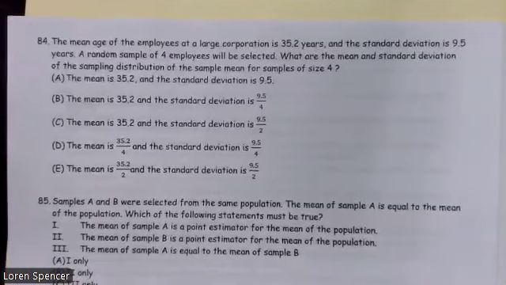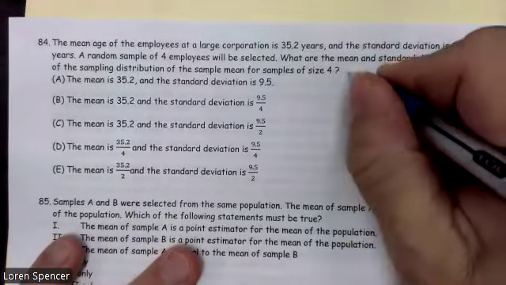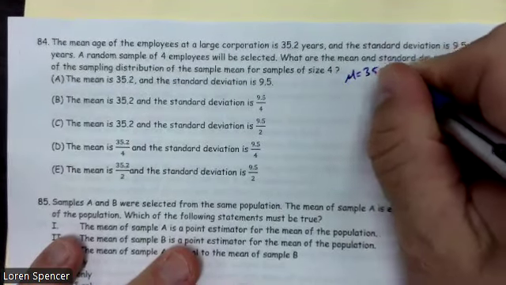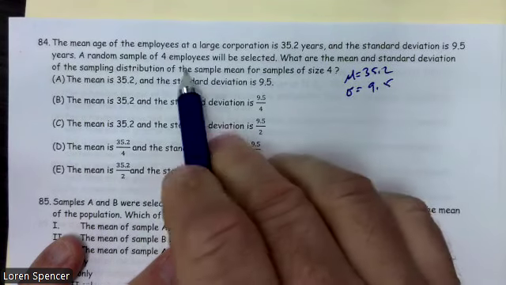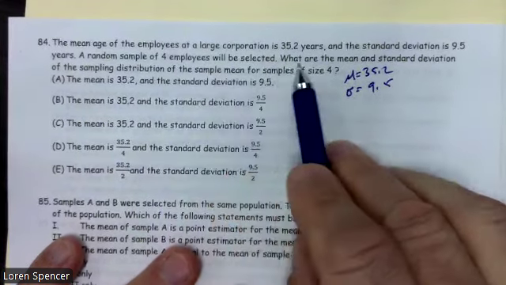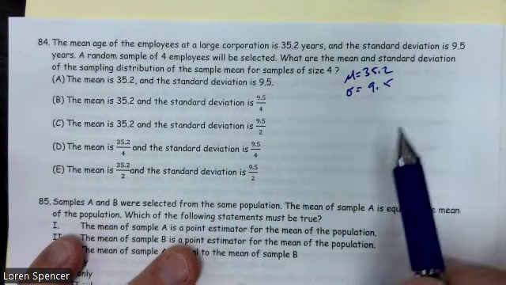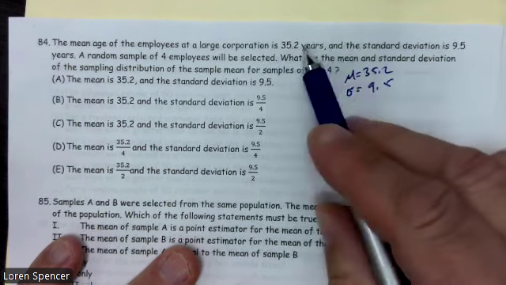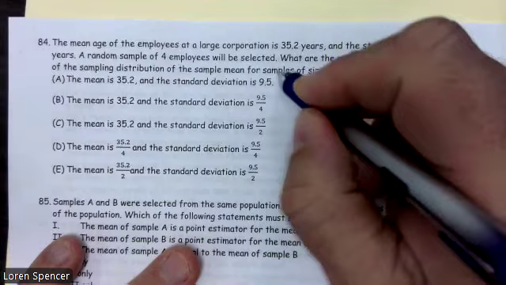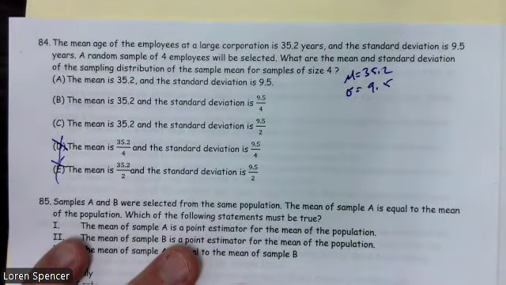Number 84. The mean age of employees at a large corporation is 35.2 years and the standard deviation is 9.5. So mean is 35.2, standard deviation is 9.5. A random sample of 4 employees will be selected. What are the mean and standard deviation of the sampling distribution of size 4? Okay, the mean is the mean is the mean. So the mean is going to be 35.2 regardless. So I don't have to worry about that. All right, so that takes care of that one.